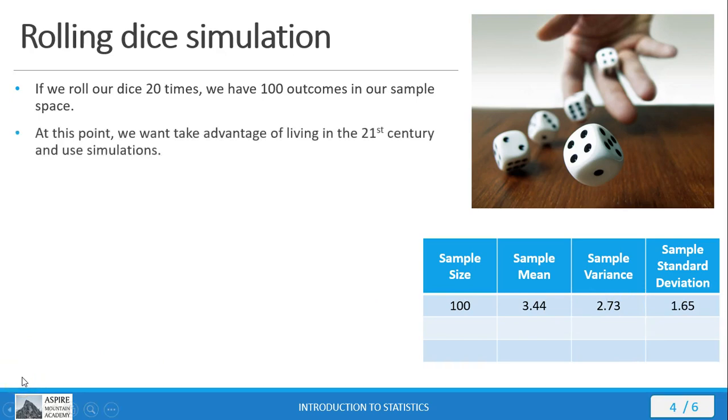So at this point, we're going to take advantage of living in the 21st century and use simulations so we can get even more dice rolls out. We don't have to sit there and actually roll the dice. We don't even have to push the button on the simulation. All we have to do is tell it how many times we want to roll the dice, and the computer will, boom, do that for us automatically. So in an instant, we can simulate what would take us a long time to actually do. That's the power of simulations.